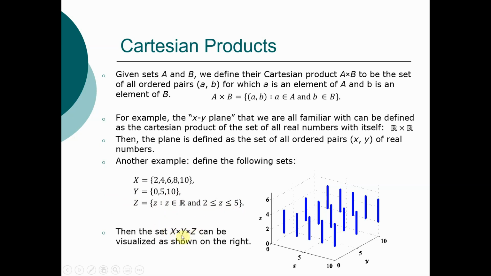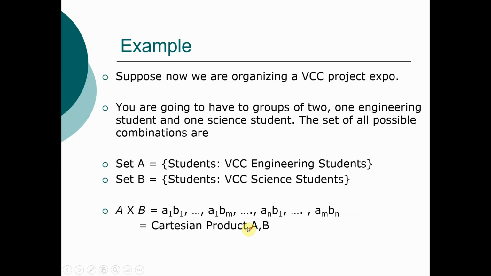Then the set x cross y cross z can be visualized as shown here. You see that x only takes values 2, 4, 6, 8, 10. Y takes 0, 5, and 10. And z takes all the values between 2 and 5. Okay? So this is the Cartesian product, or the cross product, of x, y, and z.